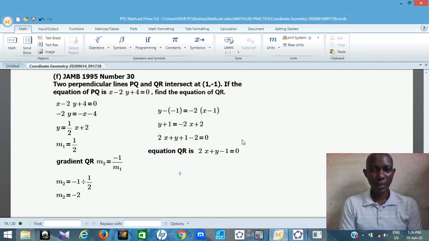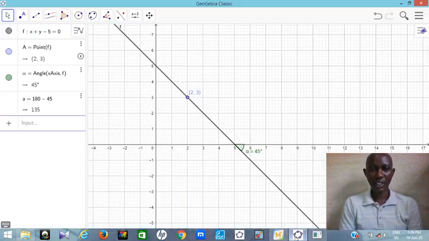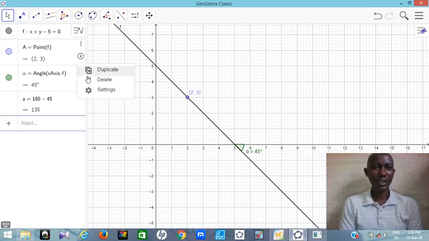I can also check if my answer is correct. All I need to do is type my answer, then type this equation, and we are going to check if this equation will be perpendicular to this answer, and we are also going to check if both of them will meet at 1 and minus 1. So let me just demonstrate it, and that is all for this question.